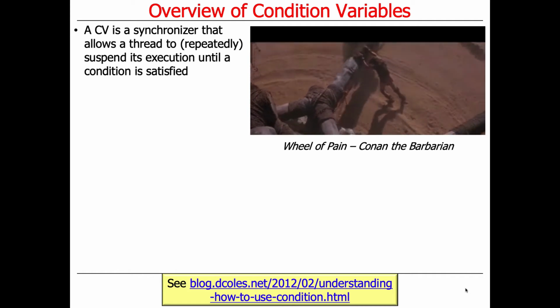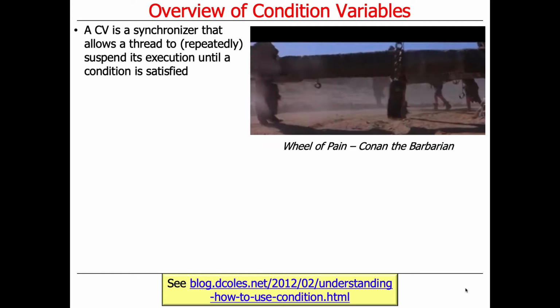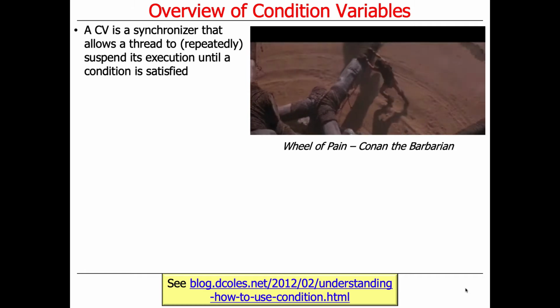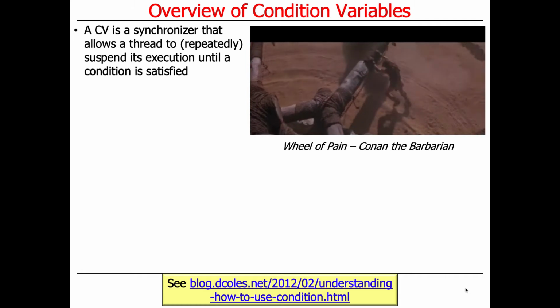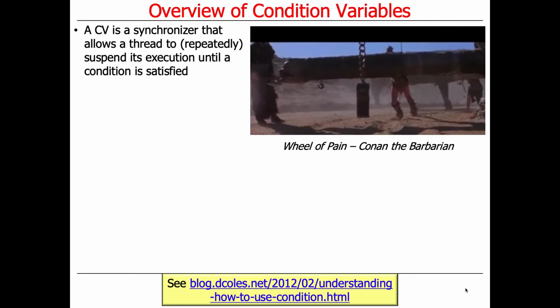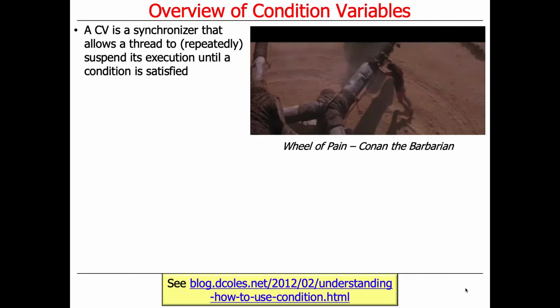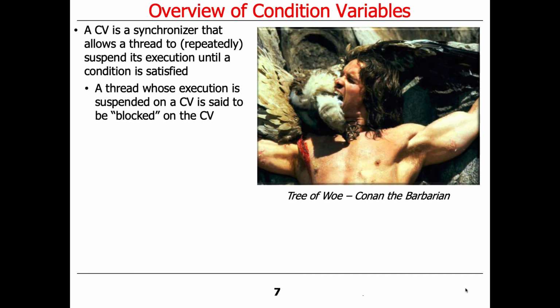So a condition variable is a synchronizer that allows a thread to suspend its execution until some condition is satisfied. And it may need to do this repeatedly because it may take a while for the condition to be satisfied. So it may take several iterations for things to actually get to where you want them to be to make forward progress. The thread whose execution is suspended on a condition variable is said to be blocked on the condition variable. And we'll see later that this works by parking the thread on a queue as part of something called the wait set. And it'll stay there until it gets released.